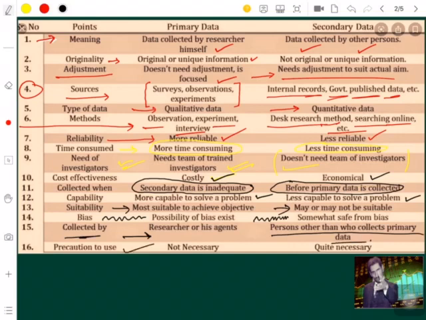Precautions, primary data, you do not need to take any precautions because you are collecting yourself. You are responsible enough for what you have collected. Here in secondary data, you will have to take care of a lot of things, then only you can use it.